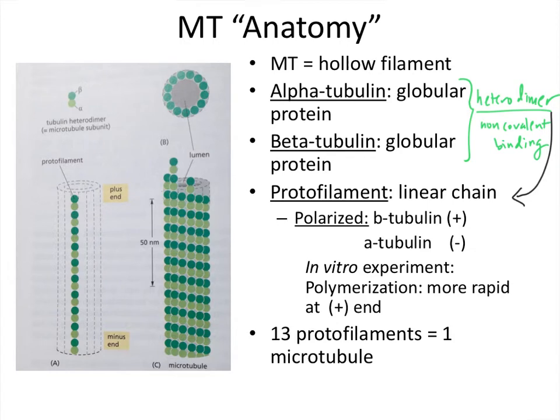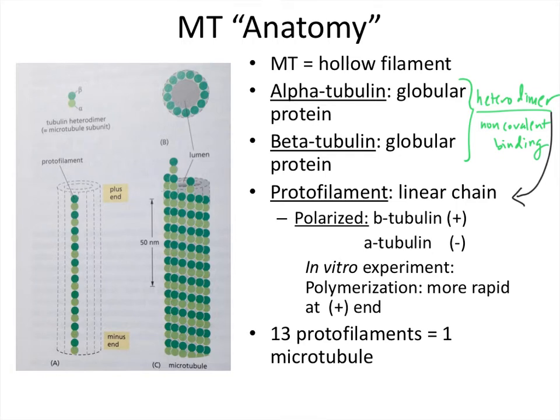Heterodimers will stack together to make a protofilament, which you can see along here. This is a linear chain of alternating alpha tubulin and beta tubulin subunits. Naturally, they're held together through heterodimers, and so those will sort together as a little unit. Each protofilament is polarized, meaning that it has two different sides which are distinguishable from each other, and they are called the plus end and the minus end. Notice that this is not due to electrical charge, it's just named that way.